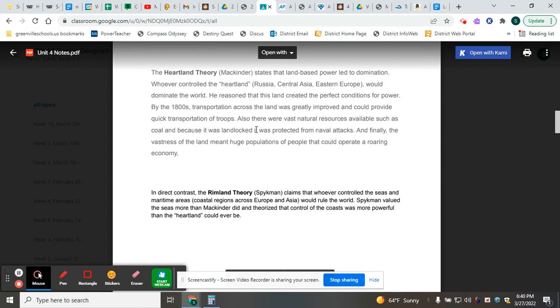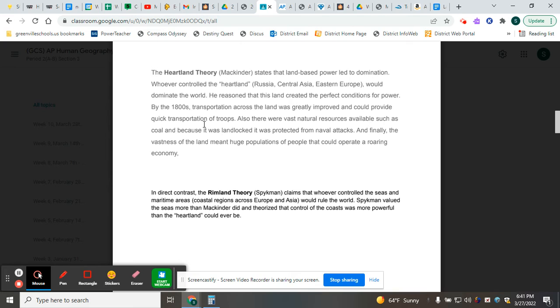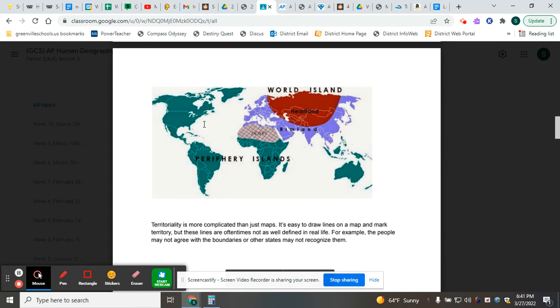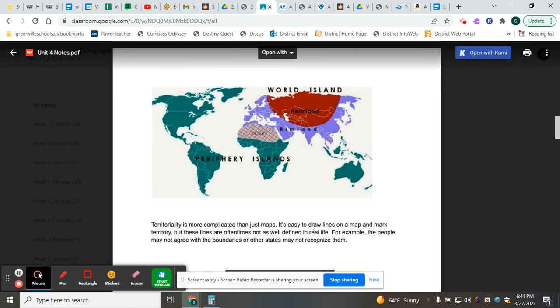The heartland theory: think of it this way, the heartland is the center of a country, the landlocked portion. The rim is the outside, the rimland theory, the coastline. Here we have a map of the world, and the area known as the heartland is this red shade right here, where Russia, Eastern Europe, and Central Asia are. The rimland area of Europe and Asia is there in blue.